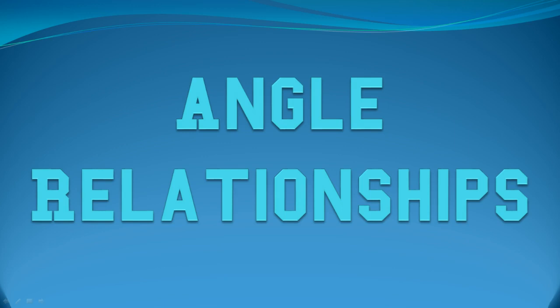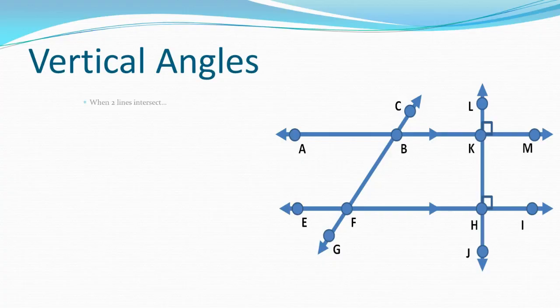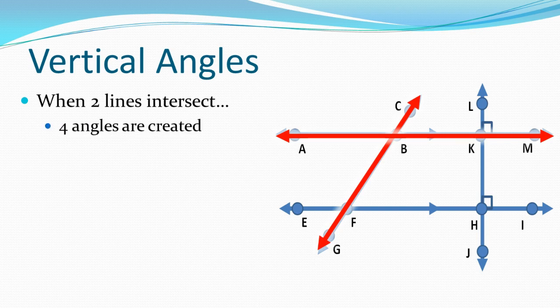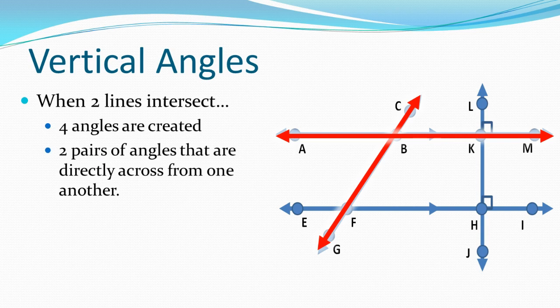Today we're going to explore how angles interact when two lines intersect, specifically when we have a pair of parallel lines cut by a transversal. Vertical angles happen when two lines of any kind intersect. So let's look at GC and AM. Four angles are created when this happens. There's four angles, but two pairs of angles that are important.